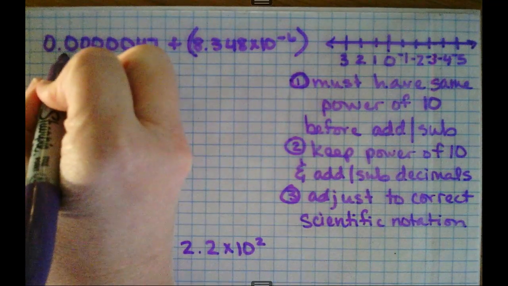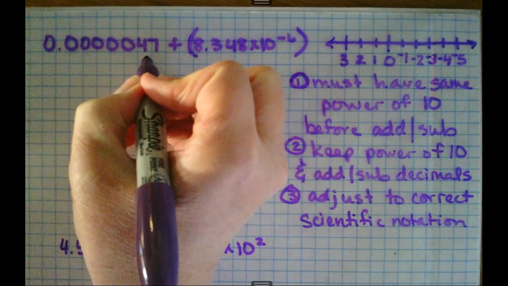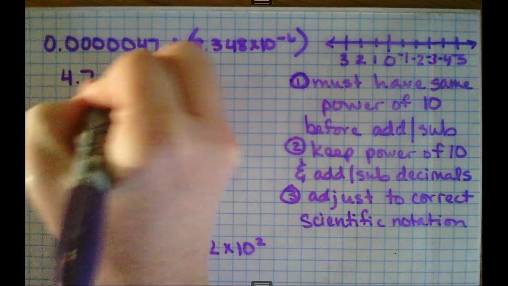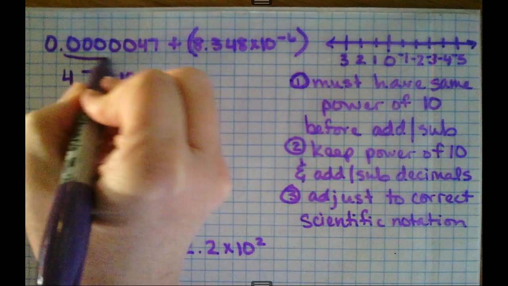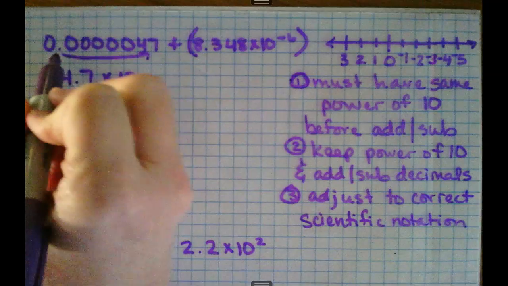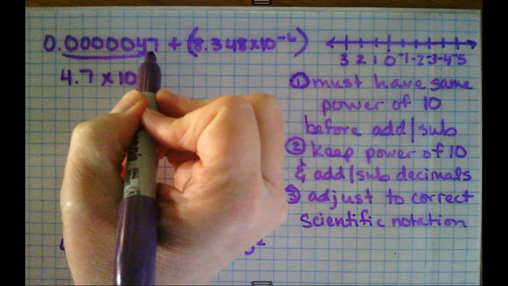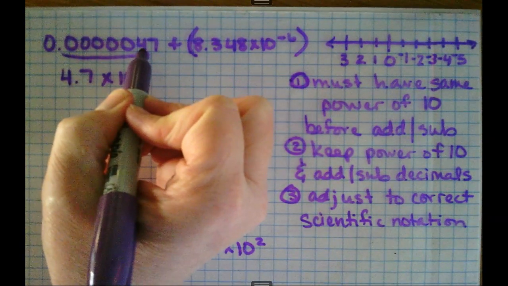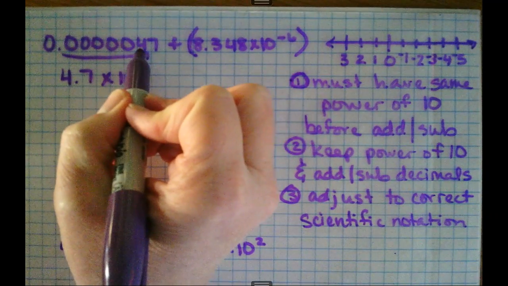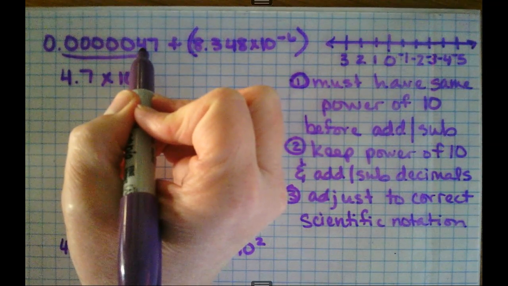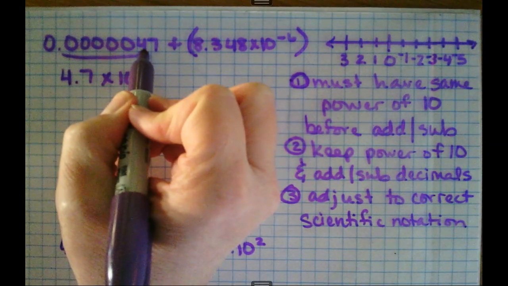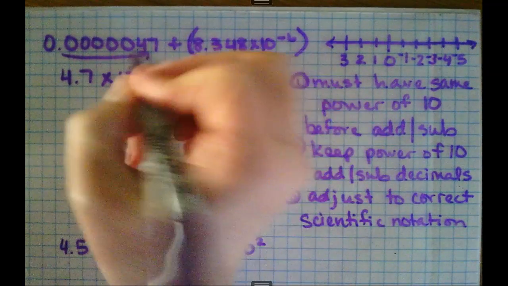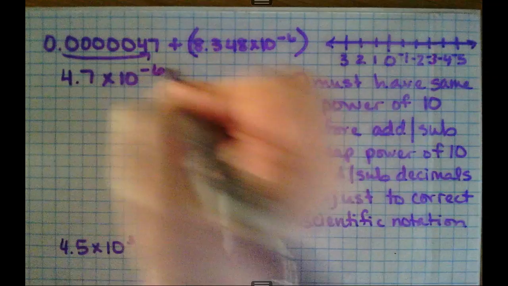So I'm going to write a one-digit number between 1 and 9, 4.7 times 10, and then I'm going to count how many steps does it take to move the decimal from here to between the 4 and the 7. 1, 2, 3, 4, 5, 6. And remember, it's important that you count the zeros, but also any non-zero digits between where the decimal was and where it is now. This is a decimal number. I was moving the decimal to the right, so that means this is going to be a -6.